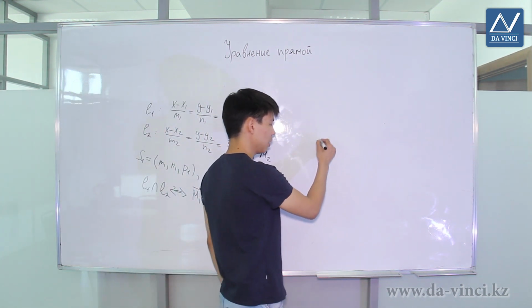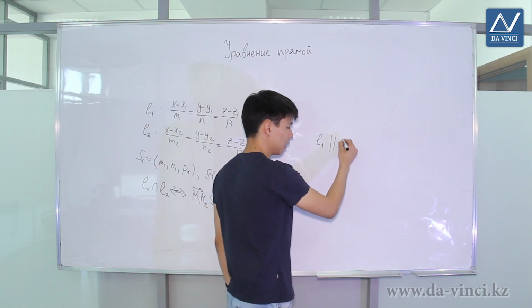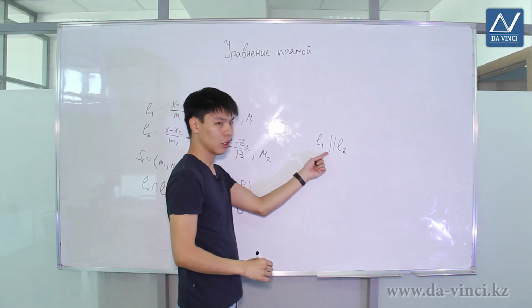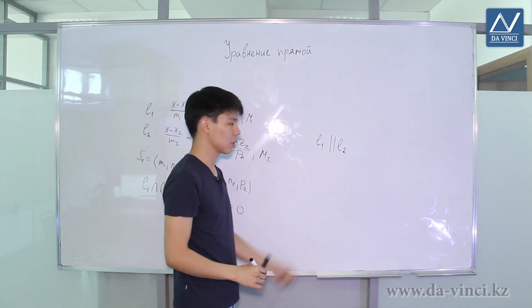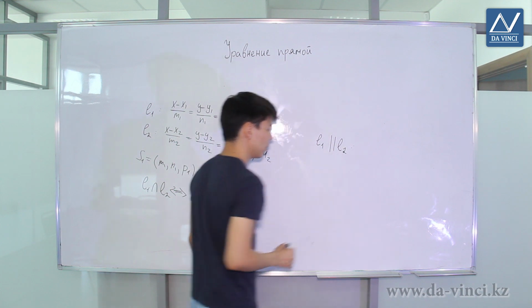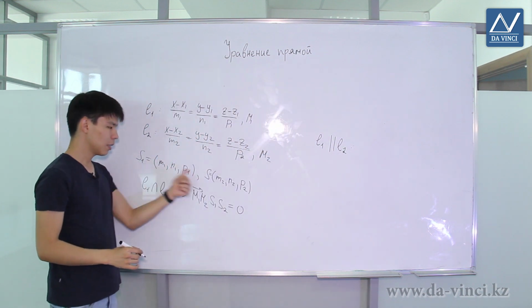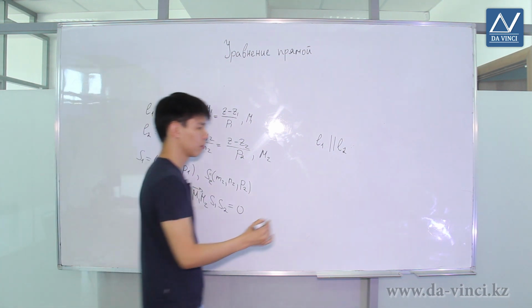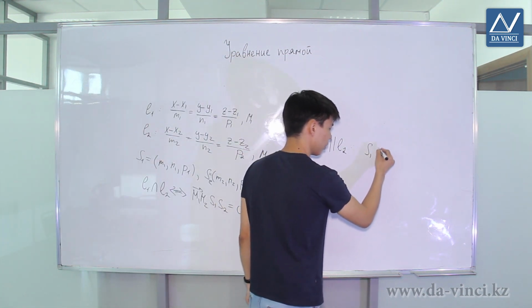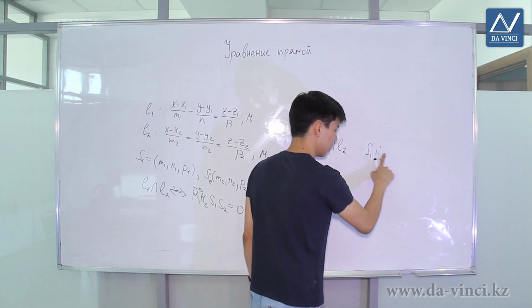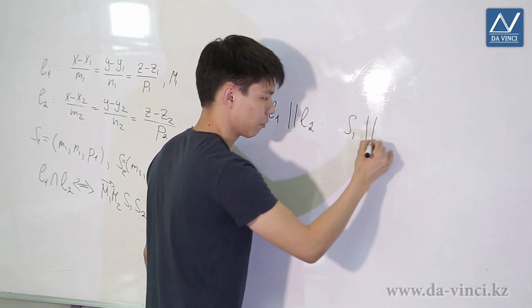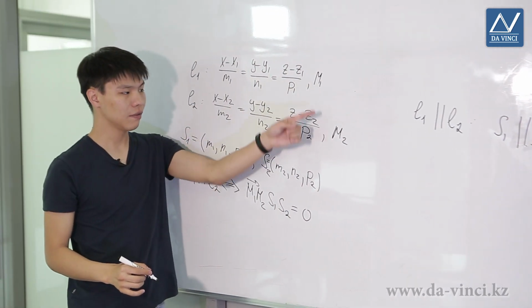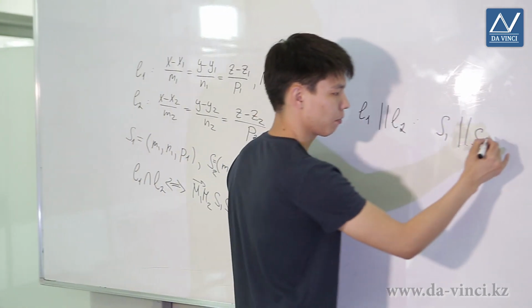Now, the second possible arrangement is when the lines L1 and L2 are parallel. Let me remind you that parallel lines are lines that don't have common points and lie in the same plane. So these lines will be parallel, firstly, when the direction vectors are collinear: S1 is collinear to S2. But on the other hand, these 2 vectors should not be collinear to the vectors m1 and m2.